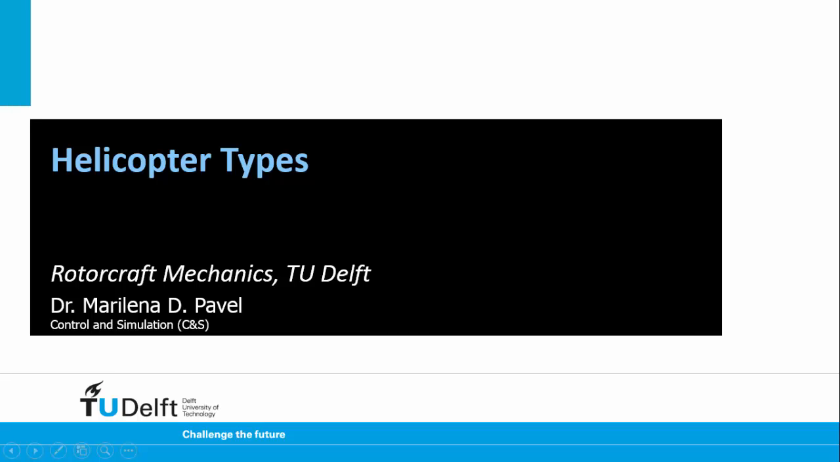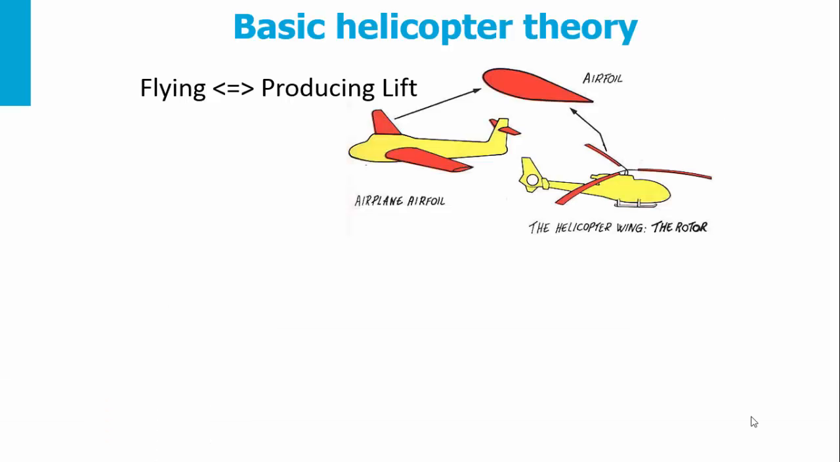Good morning. This is the first part of the second lecture on helicopters. We start with some basic helicopter theory. As you all know, flying means producing lift. For this, we have to use an airfoil. In the case of an airplane, we use the wing. In the case of a helicopter, we use the rotor.